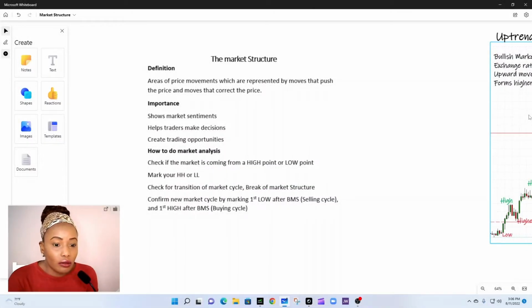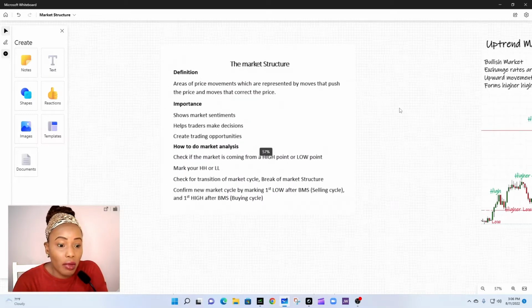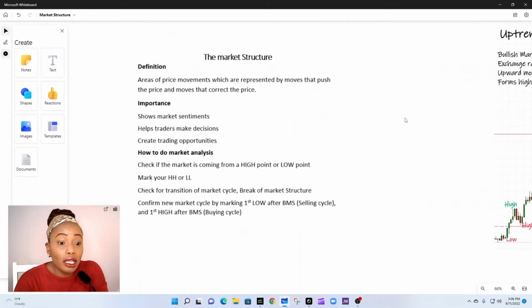So, the market structure will show you areas of price movements, which are represented by moves that push the price high or low and moves that correct the price. So why is this important to you as a Forex trader? It's because you are going to see the market sentiments. You are going to make decisions regarding whether to take the trade, or to exit existing positions, or to add more positions to your existing trades.